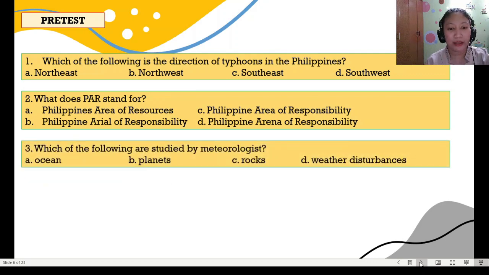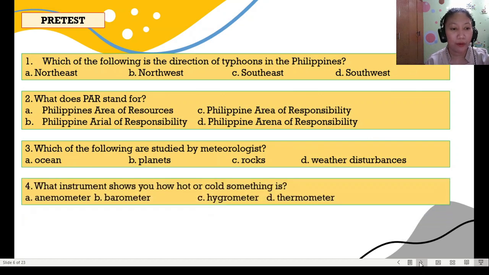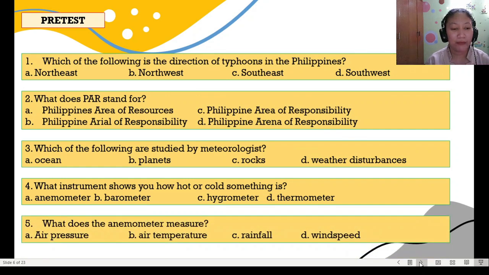3. Which of the following are studied by meteorologists? A. Ocean, B. Planets, C. Rocks, D. Weather disturbances. 4. What instrument shows how hot or cold something is? A. Anemometer, B. Barometer, C. Hygrometer, or D. Thermometer. 5. What does the anemometer measure? A. Pressure, B. Air temperature, C. Rainfall, or D. Wind speed.